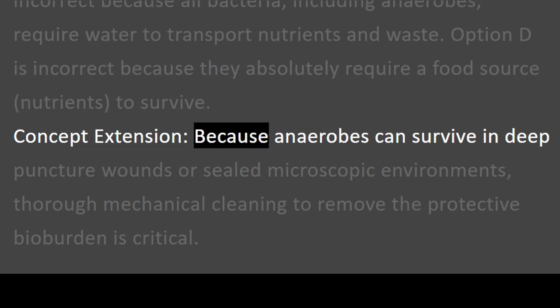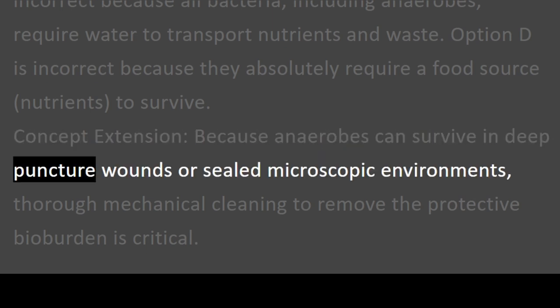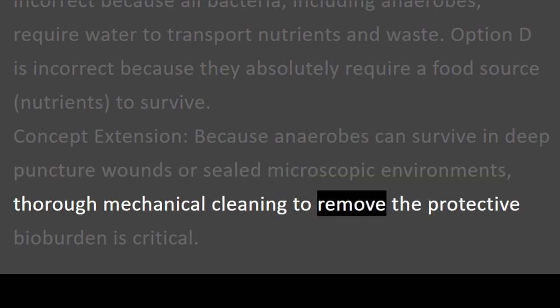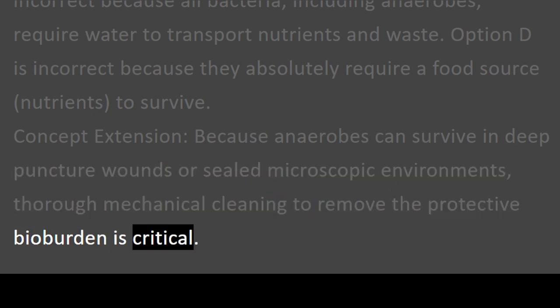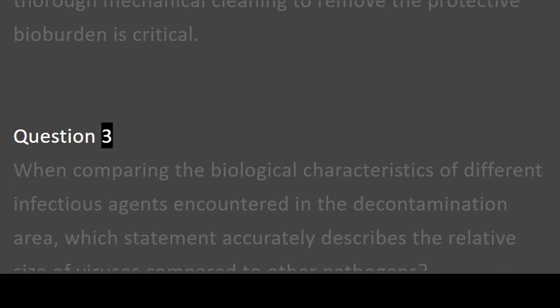Concept extension. Because anaerobes can survive in deep puncture wounds or sealed microscopic environments, thorough mechanical cleaning to remove the protective bioburden is critical. Question 3.